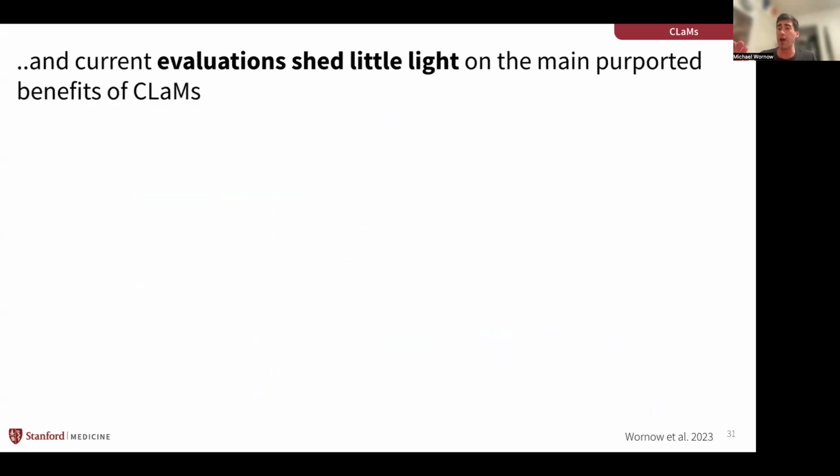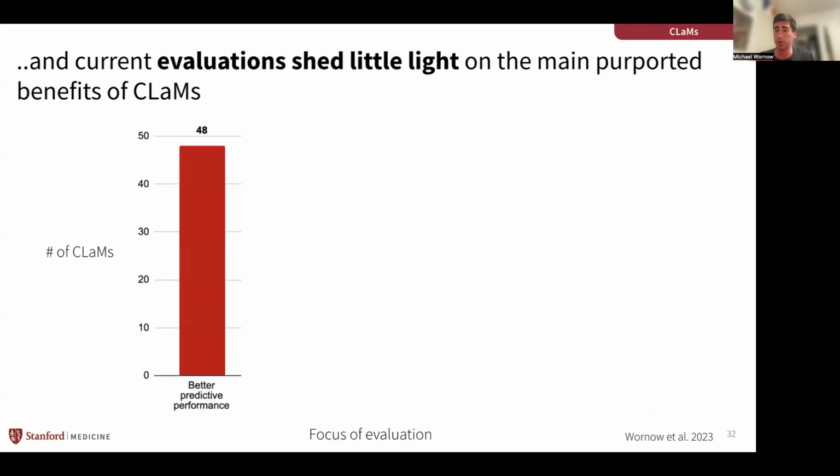And even when you look at what the evaluations are that people are doing, you'll find that almost all of them are focused on only one of the purported benefits that large language models could bring to healthcare that I spent the previous slide discussing. So almost all these language models are evaluated on how well they do on a predictive task, which is a very important benefit that we need to validate.